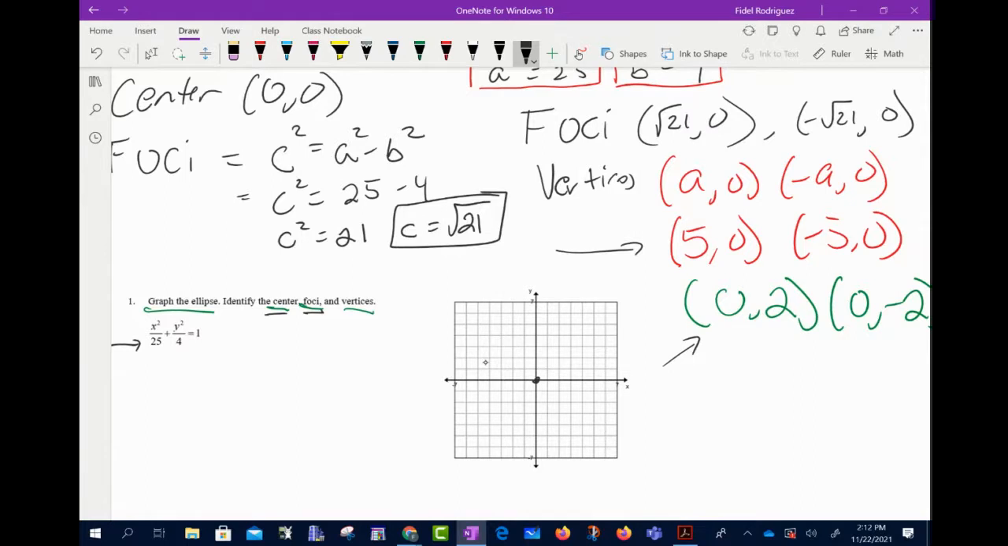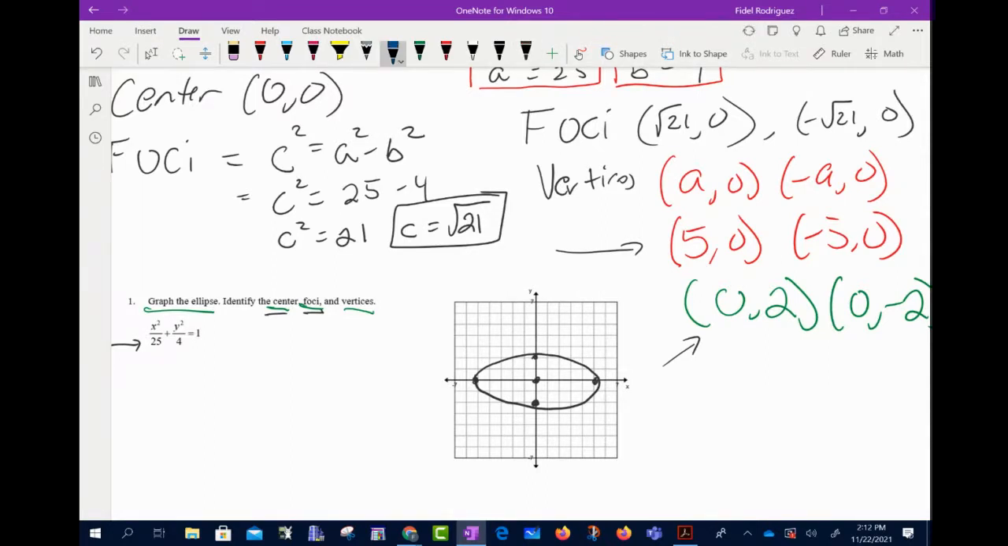So I'm going to plot the vertices, which are these red and these green points. So (5, 0) would be 1, 2, 3, 4, 5 over here. 1, 2, 3, 4, 5 over here. And then (0, 2) would be up here. And (0, negative 2) would be over here. Okay. And so what I'm going to do now, y'all, is I'm just going to connect my dots. Okay. So there's my ellipse. I know it's a little flat, but you get the idea.